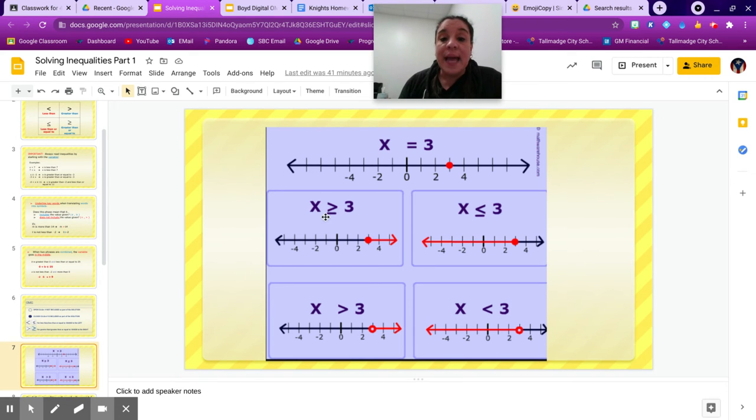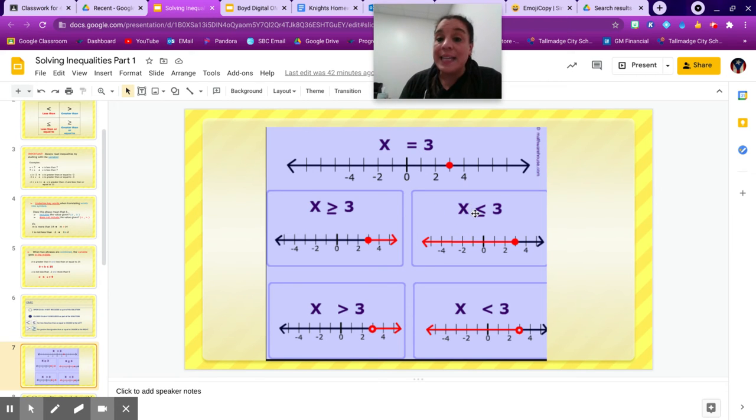If they tell us that X is greater than or equal to 3, now 3 is still part of our solution. So we put a closed or shaded dot at 3, and we also can include anything that is greater than 3 as part of our solution set. So we're going to shade the number line to the right, and we're always going to put an arrow at the end because those solutions keep going forever and ever all the way to positive infinity.